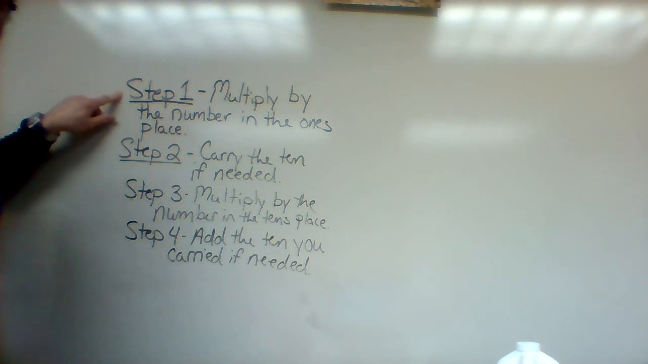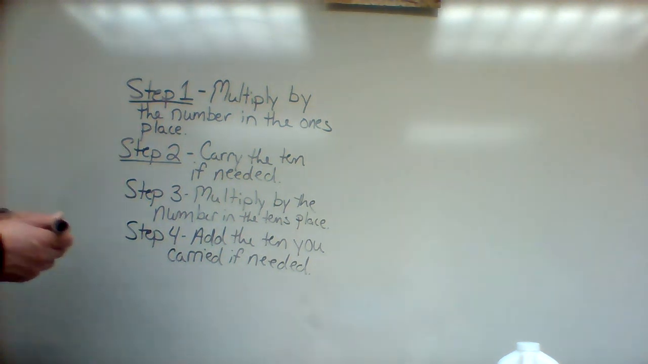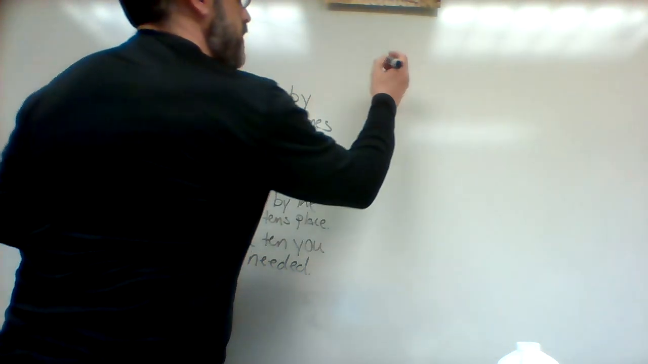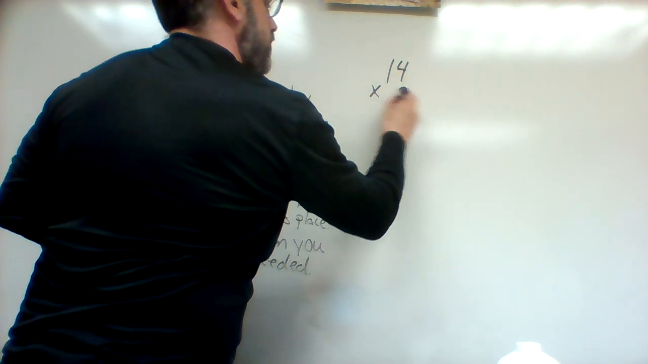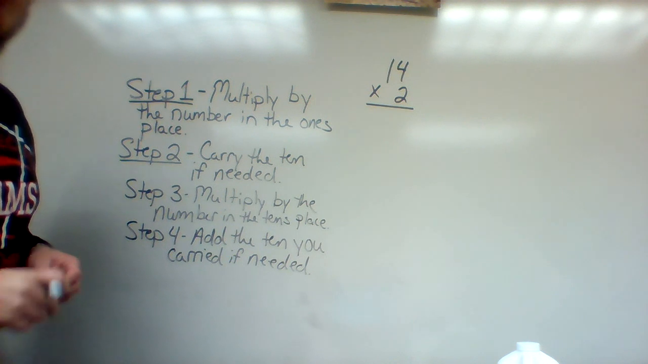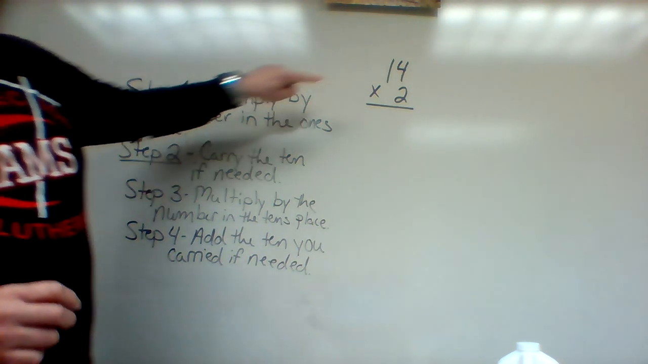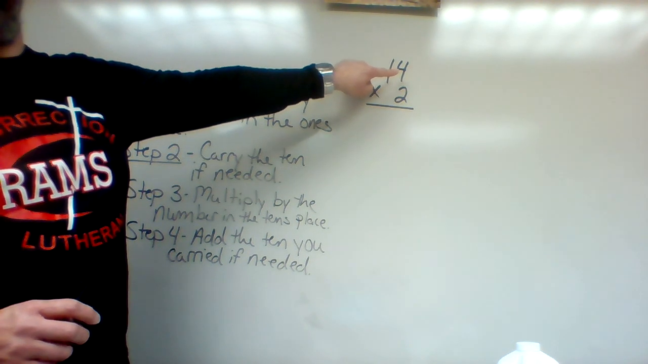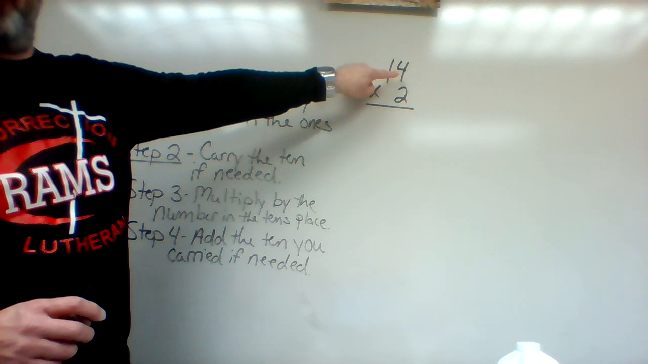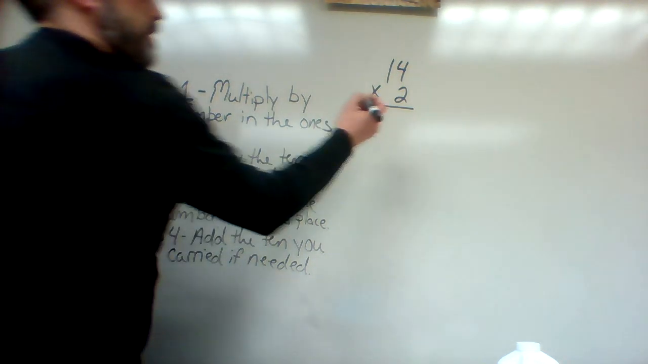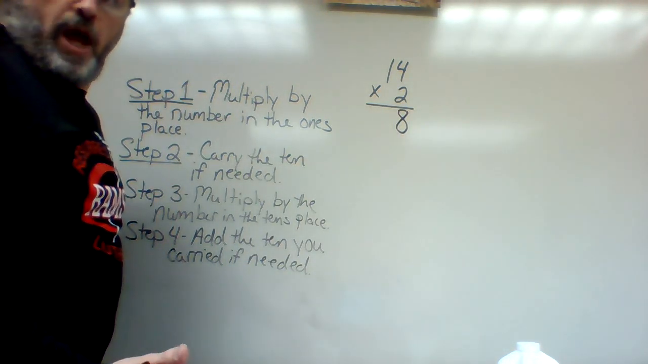Step 1, we're going to multiply by the number in the ones place. So I'm going to write a problem up over here. Say we have the problem 14 times 2. In this first step where I say multiply by the number in the ones place, this number 4 is in the ones place. So I'm going to take my single-digit number 2 and multiply it times the number in the ones place, 4. That's going to give me the number 8. So I'm going to write that right underneath there. You know that 4 times 2 is 8.